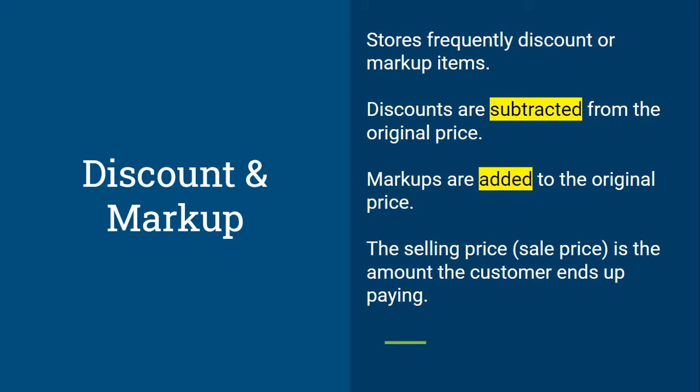Now, items that a company sells, they buy it from a supplier. And so what happens is they don't want to sell that item in the same amount that they purchased it for, because if they do, they won't make any money. So they have to mark it up. So markups are added to the original price. Now, the selling price is also called sale price. It's the amount that the customer will end up paying for the item.